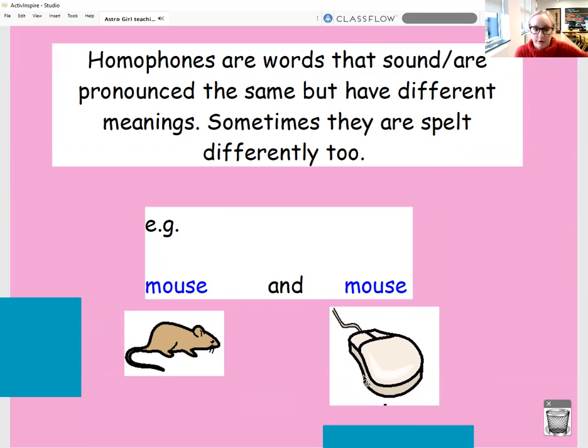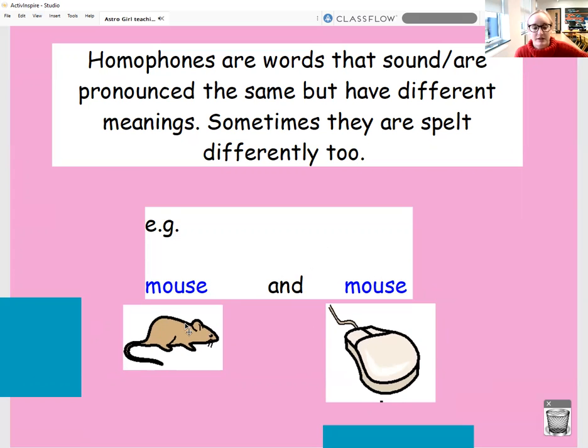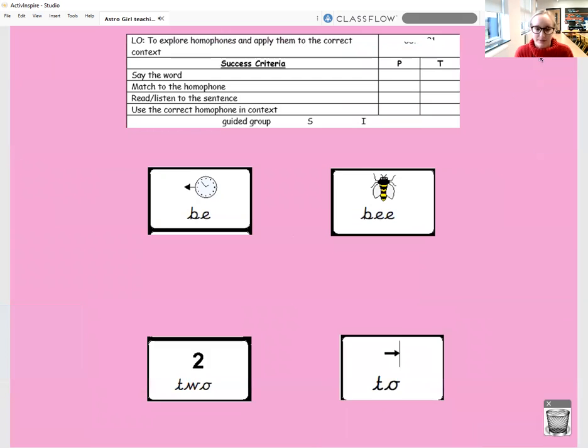So here we've got a homophone because these words are pronounced the same, so they're said the same, but they have different meanings, okay? In this example, they are spelt the same. However, sometimes they're spelt differently. The most important thing we need to know is that they are different things or they mean different things, okay? So let's have a look at some words and some homophones that we might need to think about and explore when we're looking at our story with Astrid.